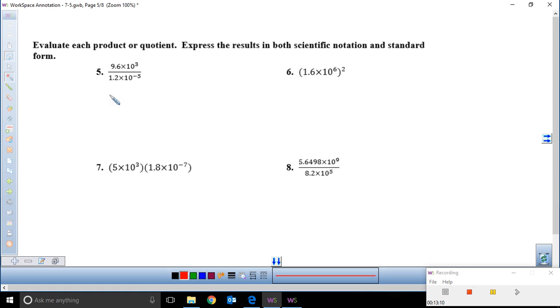All right, for number 5, hopefully you got 8 times 10 to the 8th power, which is going to give me 800 million in standard form. On number 6, 1.6 squared is going to give me 2.56 times 10 to the 12th power, which is 2 trillion 560 billion.